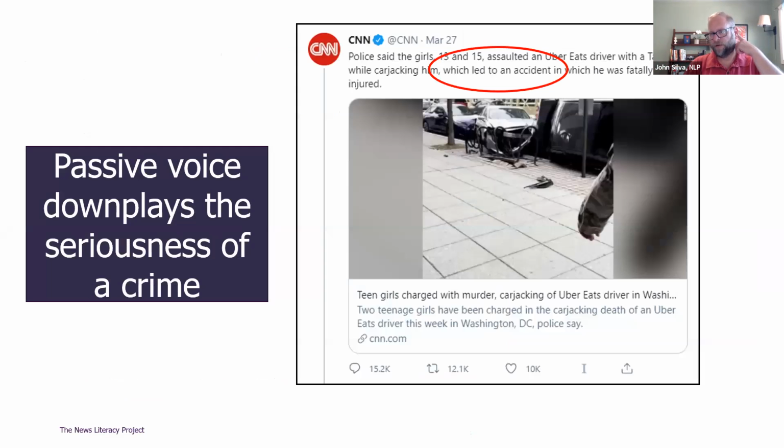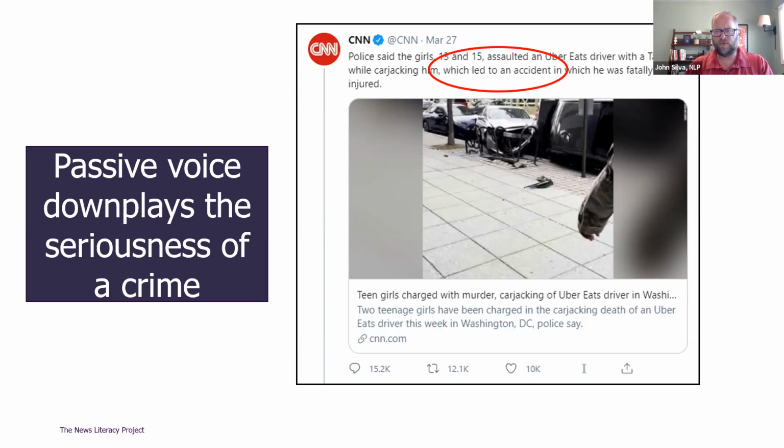Another aspect of news coverage that can be problematic is passive voice. So this is an article from a story about two teenage girls who were trying to carjack and rob an Uber Eats driver, and they assaulted him with a taser, and this caused an accident, and the driver was killed. But here we say this led to an accident, right?